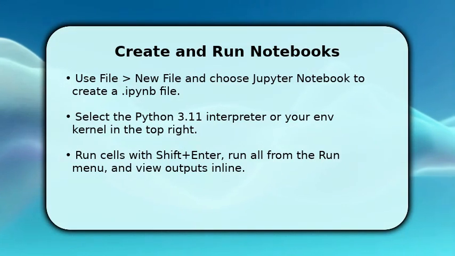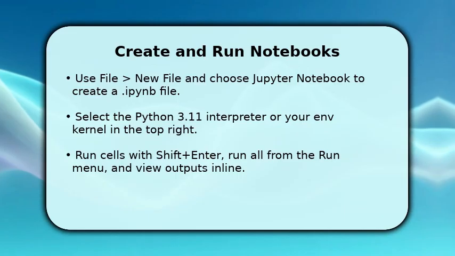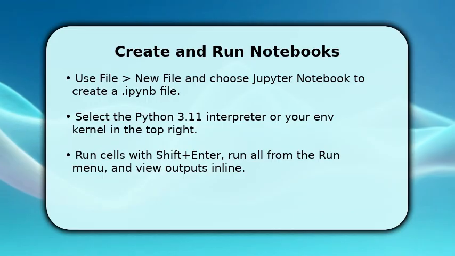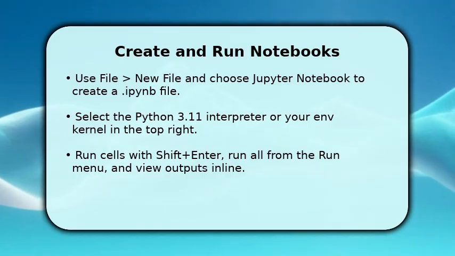Create a new file using File, then select Jupyter Notebook to save an .ipynb. Click the kernel selector in the top right to choose Python 3.11 or your virtualenv kernel. Type code into a cell and press Shift plus Enter to run that cell. Use Run All to execute the entire notebook sequentially.